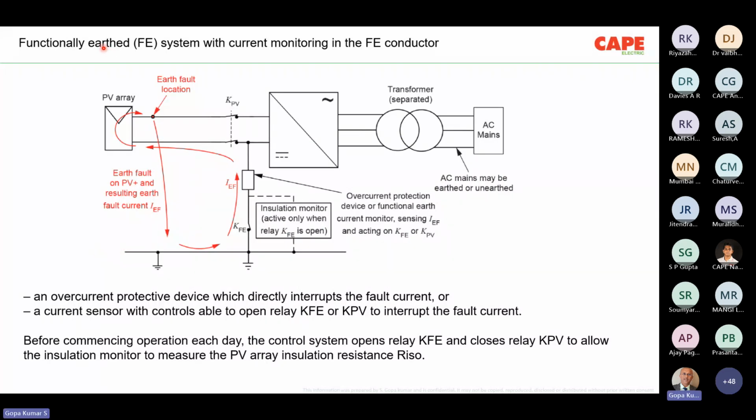What you are seeing is a functionally earthed system with current monitoring on the functionally earthed conductor. I will explain this picture a little bit in depth. You can see here a PV array. Don't look at the red color line. Then you have the positive and negative going to the inverter. This is the DC side of the inverter. The AC side of the inverter is connected to a transformer. Then it goes to the AC mains. Now, transformer separated means the transformer is electrically separating the DC side from the AC mains. Now you see the transformer three-phase goes to the AC side of the inverter. Then without electrical separation, the transformer AC side is connected to the DC side. Now, one of the lines, maybe either AC or DC, is functionally earthed.